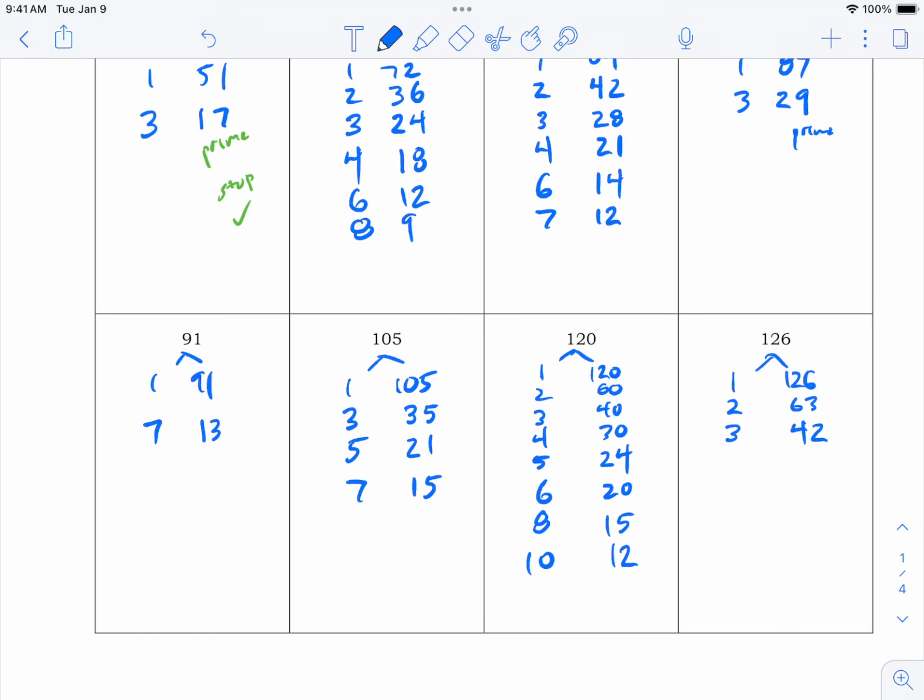4, well, you just have to... Oh, remember that trick about 4. You just look at the last 2. It has to go into the last 2, or the last 2 have to be 0, 0. But 4 doesn't go into 26, so I can just stop and say, no, it's not going to work with the 4. 5, no, it doesn't end in a 5 or 0.